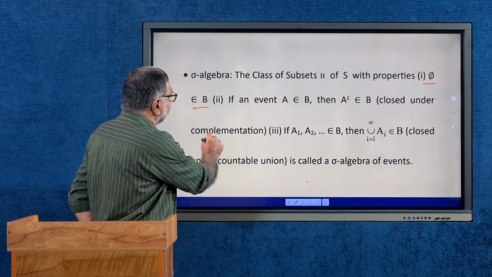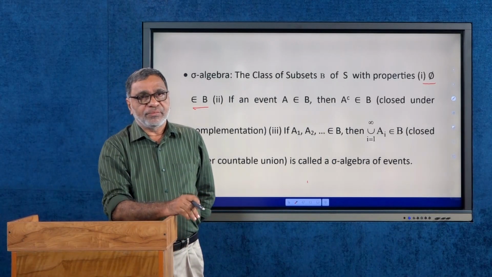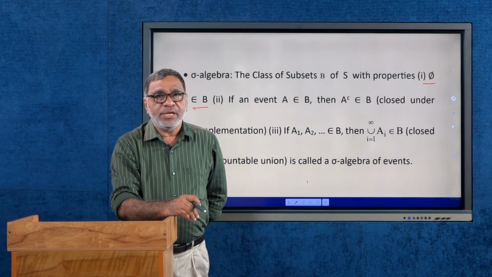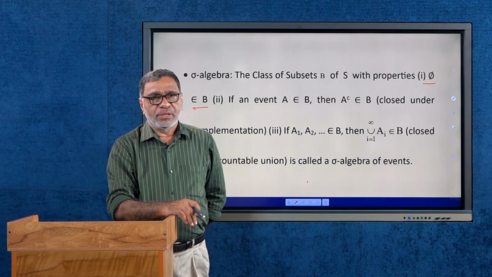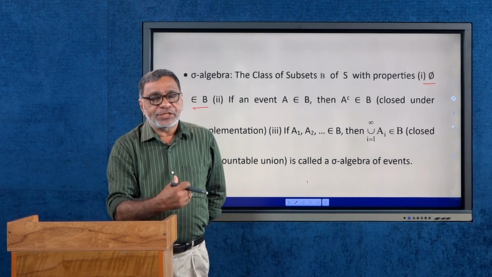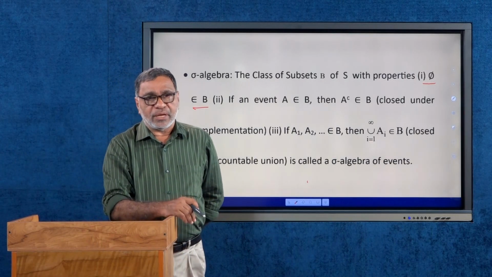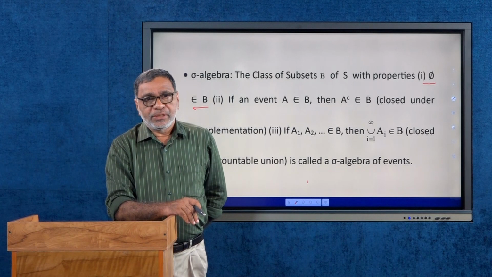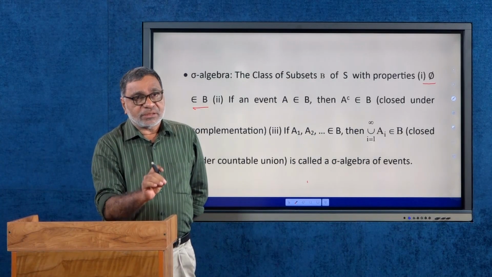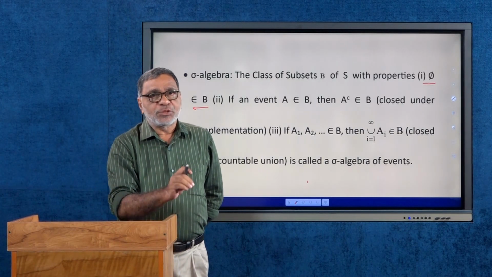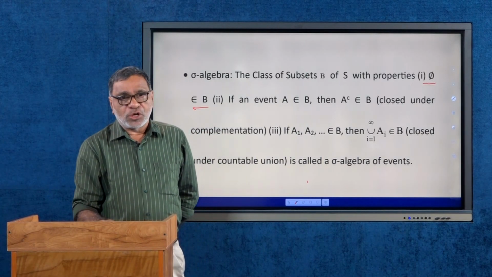So the first condition is the null set phi is a member of B. If an event A is a member of B, then the complement is also a member. So that is closed under complementation. And if A1, A2, etc. are members of B, then the countable union of the Ai is also a member of B. That is closed under countable unions. So if a class of subsets of the sample space satisfies these three conditions, we call it a sigma algebra.